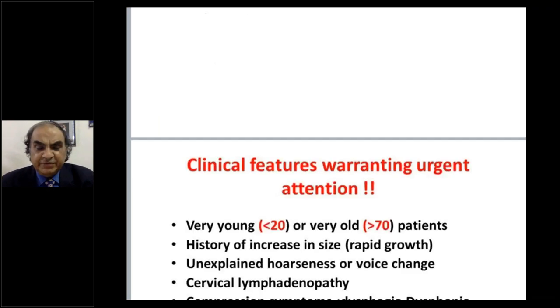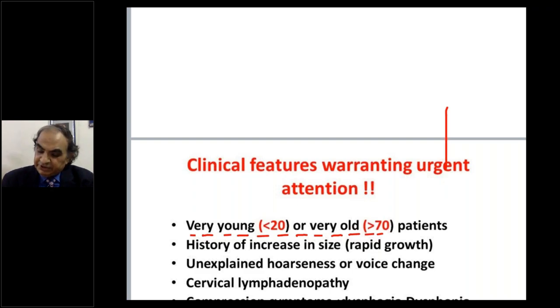Now, there are some clinical features if you're not following any risk stratification and if you're asked in the exam. This slide is basically focused at all the postgraduates, on which features warrant urgent attention and surgery. Very young, very old, so less than 20, more than 70, you should not waste time, because these are the patients who are likely to develop anaplastic growth. And in the lower age group, less than 20, you have lymph node metastasis more commonly.